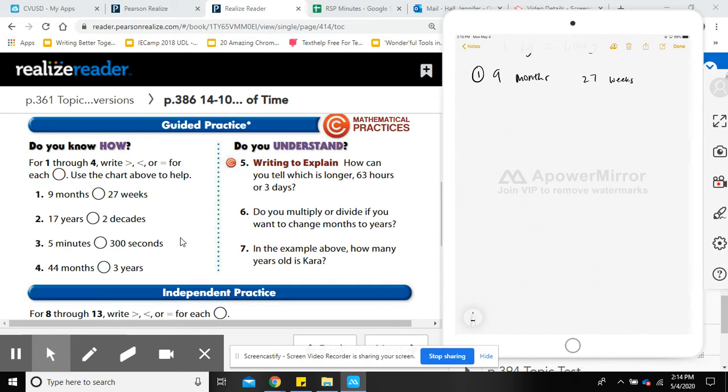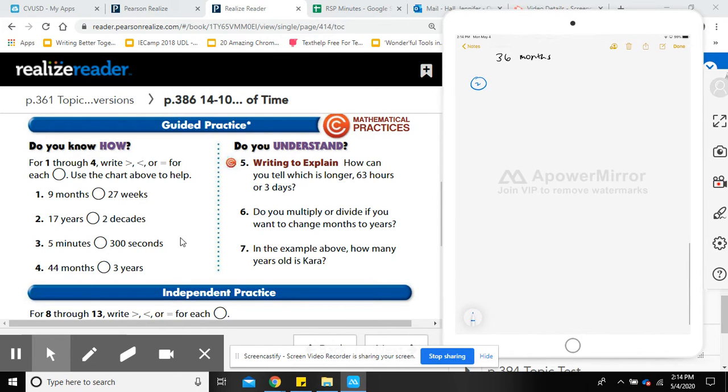Well, most of us know that there are about 4 weeks in each month, right? So if it's 9 months, we can just multiply this by 4 to see how many weeks there are. 9 times 4 is 36 weeks. So 36 is greater than 27. So then we're going to go ahead and put a greater than sign here. Okay, let's look at number 2.